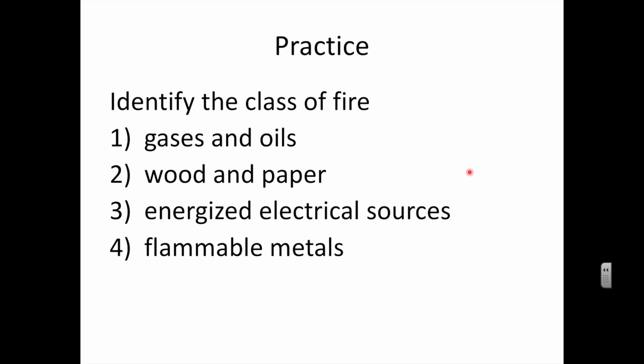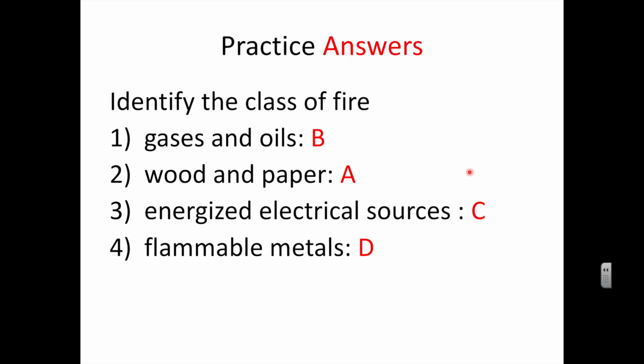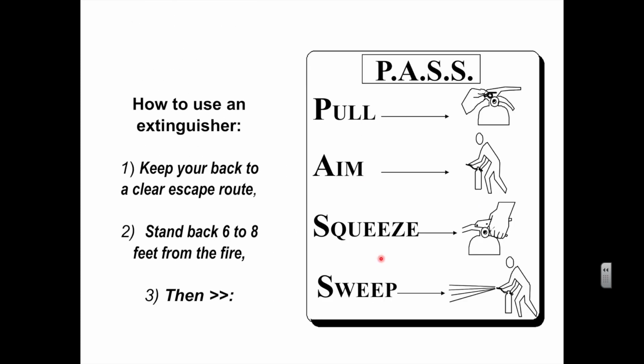So go ahead and identify these classes right here. Go ahead and practice. All right, hopefully you got these answers. You got gases and oils were B, wood and paper were A, the energized electrical sources were C, and flammable metals were D.